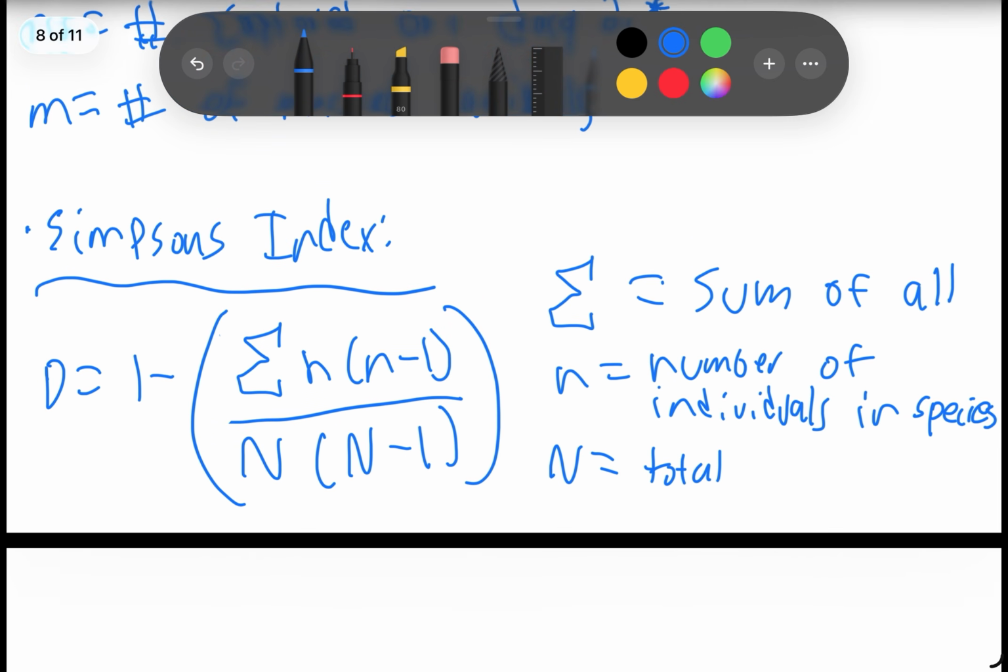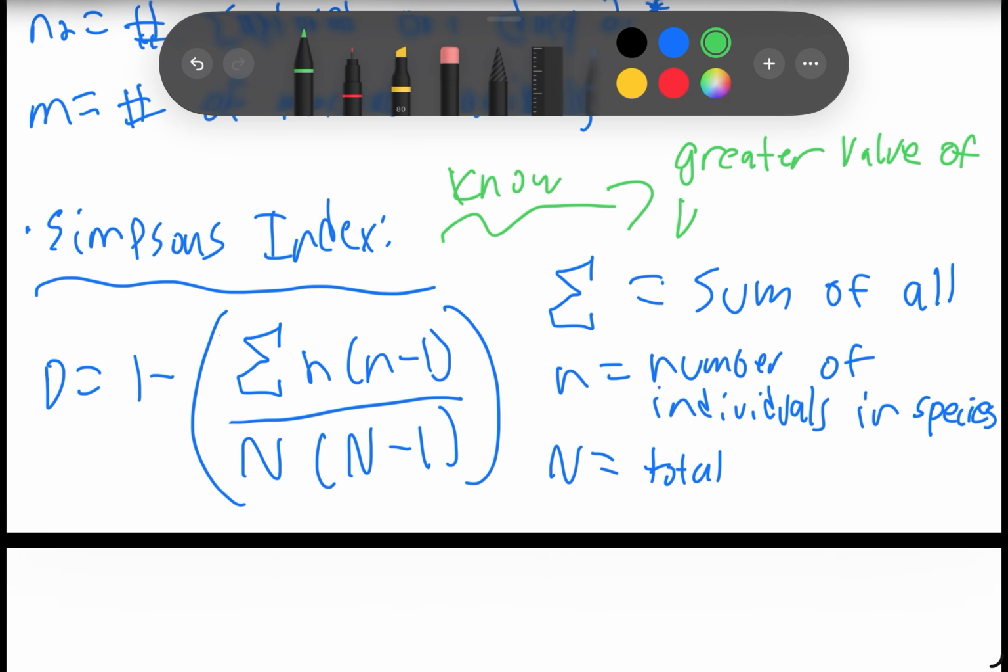Now, here's something to remember. I'll put this in green. Know that the greater the value of D is, that means that it's more diverse. So if it's a high number, it's diverse. If it's a low number, it's not very diverse.